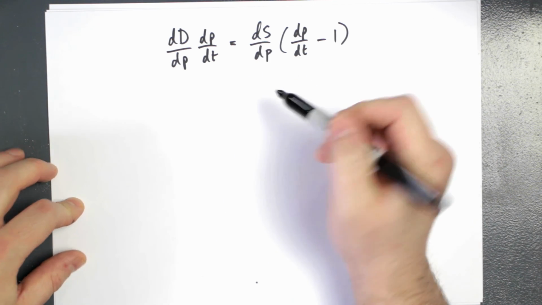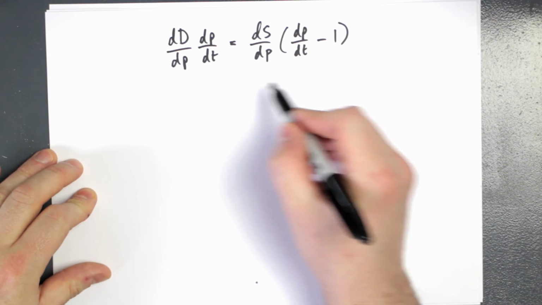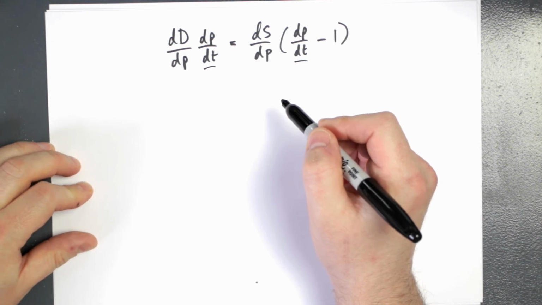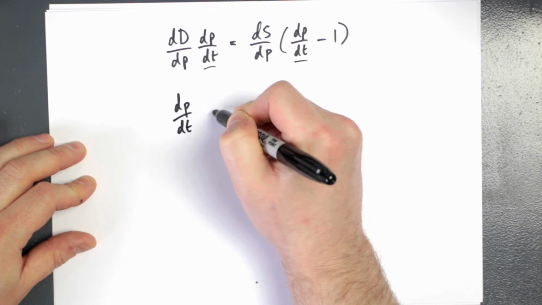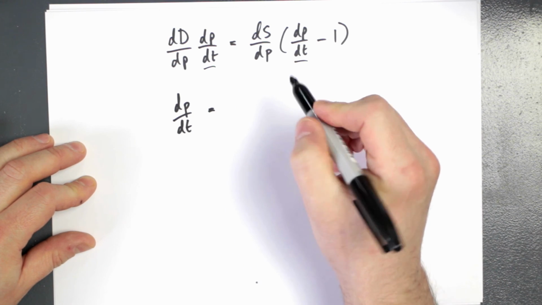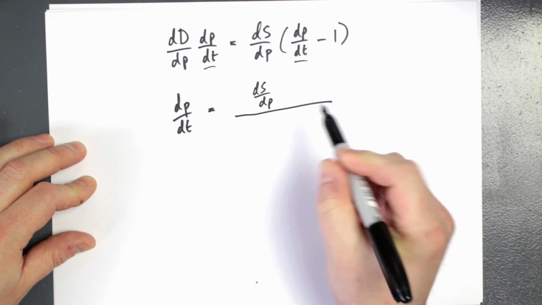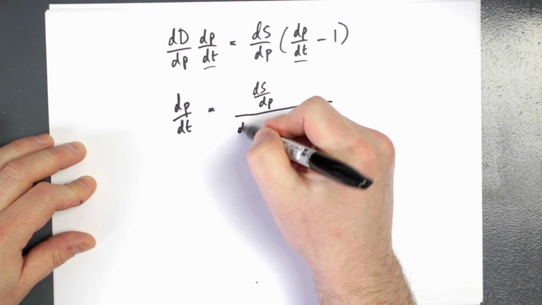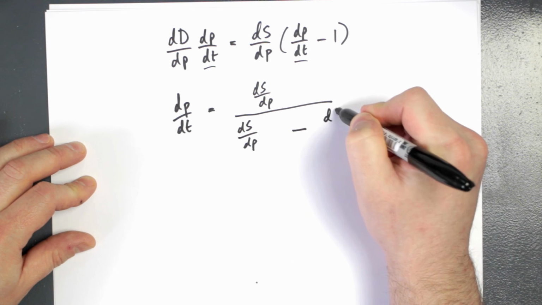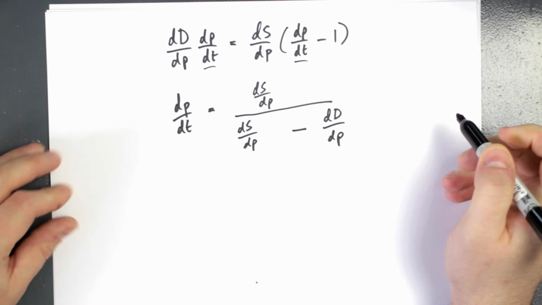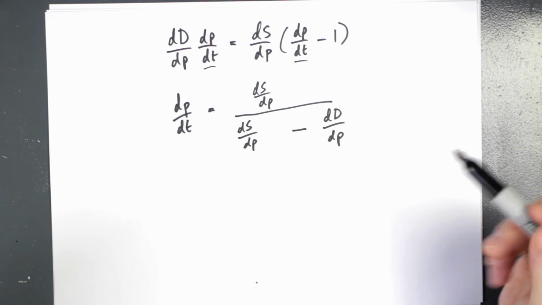Okay, now if we do some rearranging here, we essentially want to get this term by itself. Now I won't go through all the steps, but I encourage you to try it at least once. You'll find that this derivative here is equal to the derivative of supply with respect to price divided by the derivative of supply with respect to price minus the derivative of demand with respect to price. Okay? So now we've isolated this term, which is precisely what we were hoping to do.